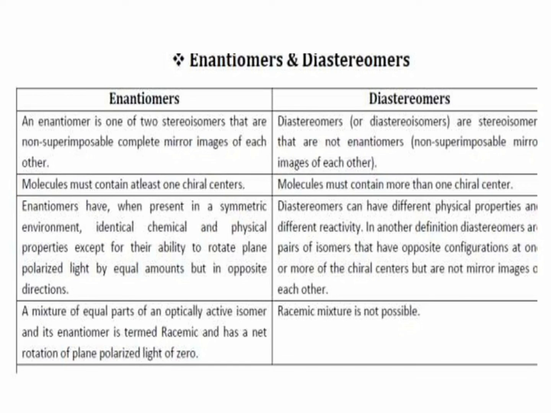And for enantiomers, we can say a mixture of equal parts of an optically active isomer and its enantiomer is termed racemic and has a net rotation of plane polarized light of 0. Whereas the racemic mixture is not possible in the case of diastereomers. So these are the significant notable differences between enantiomers and diastereomers.